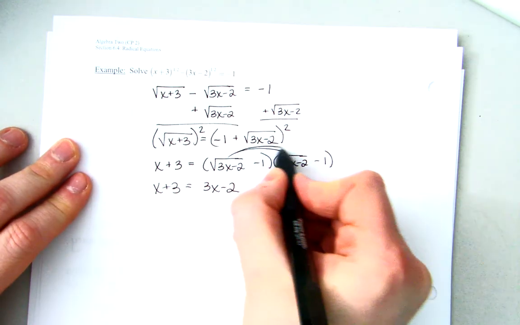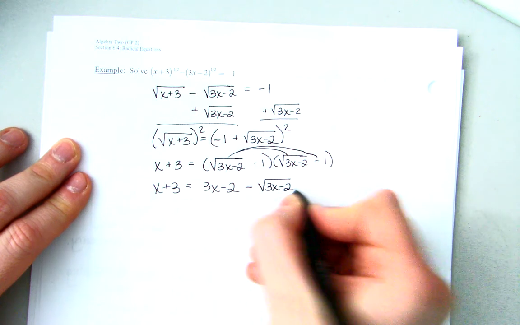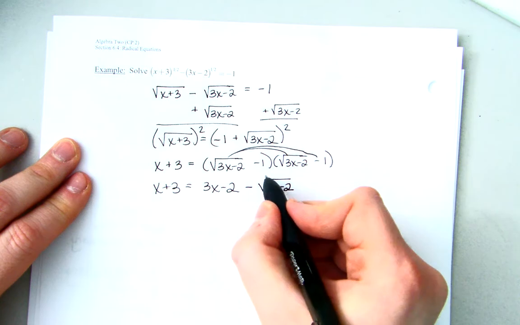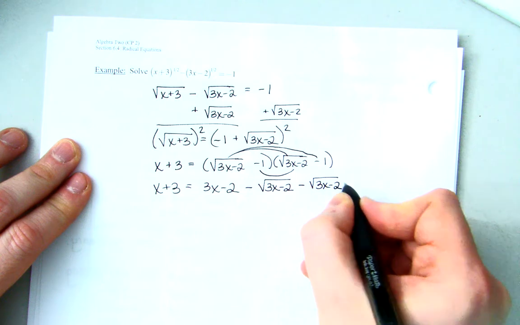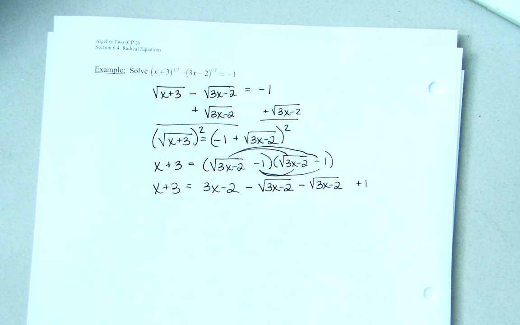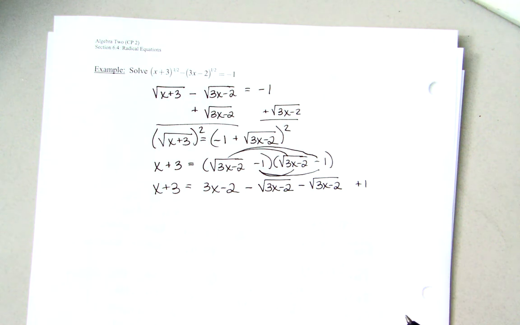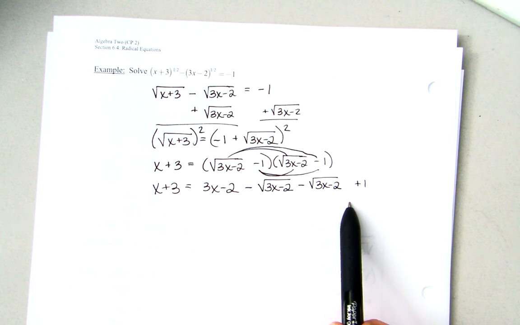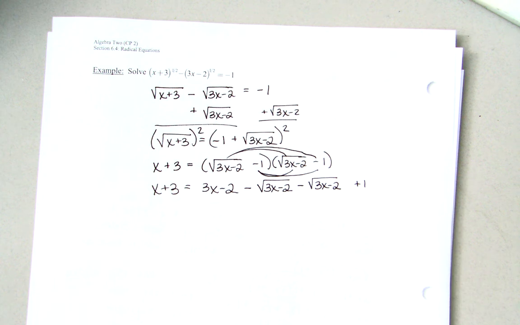Next, root 3x minus 2 times minus 1 will give us minus root 3x minus 2. You're going to get that again when you do negative 1 times root 3x minus 2, negative root 3x minus 2, and you'll end with a plus 1. And I want you to take a moment and just combine like terms on that side. Minus 1 of these things, minus 1 of those things. How many of those things do you have? Negative 1 of those things, minus another 1 of those things, negative 2 of those things. Minus 2, root 3x minus 2 is what that'll become.